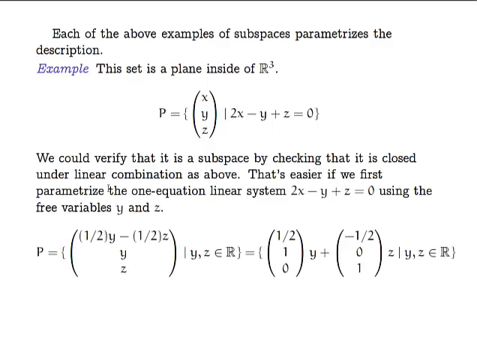That's easier if we first parameterize this linear system by using the free variables. In fact, this set P can be rewritten. This is a solution of a homogeneous equation. We can rewrite it in terms of its free variables.